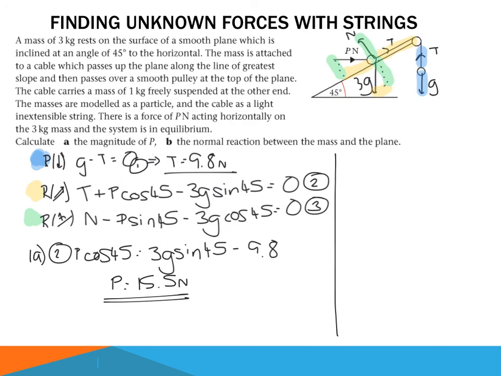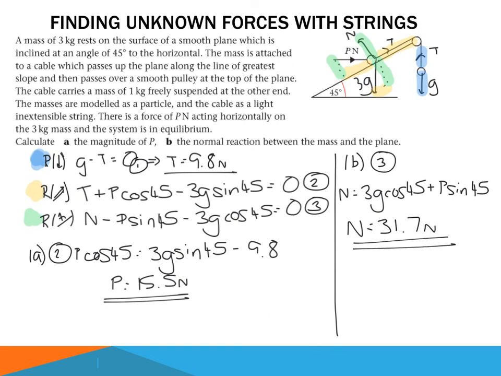Secondly, we can find the normal reaction between the mass and the plane, and we're going to need equation 3 for that. And that's just going to be a straight rearranging for us. So normal is 3G cos 45 plus P sine 45, and we know the value of P now, so we're just substituting that in. And that gives us our normal value of 31.7 newtons, again rounded to 3 significant figures.